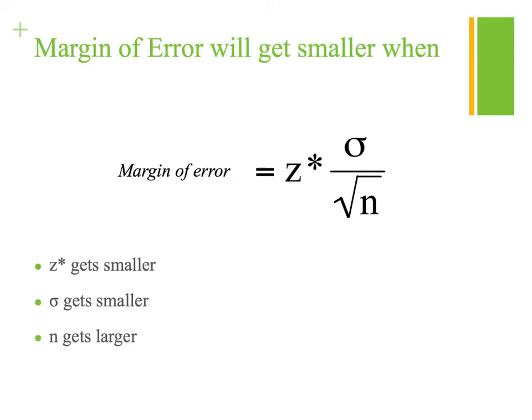If you notice, z star, we can think of as being in the numerator along with sigma. If either of these gets smaller, then the entire margin of error will get smaller. So that's our first two bullet points here. Practically speaking, we don't have much control over sigma. We do have control over z star, but think about what that means for our confidence interval. If z star gets smaller, meaning it gets closer to 0, then the area is getting smaller, meaning our confidence level is smaller. So that's not always an ideal way to decrease our margin of error.